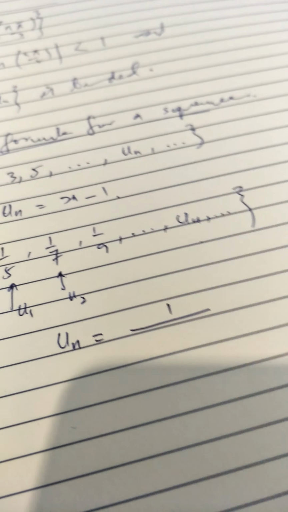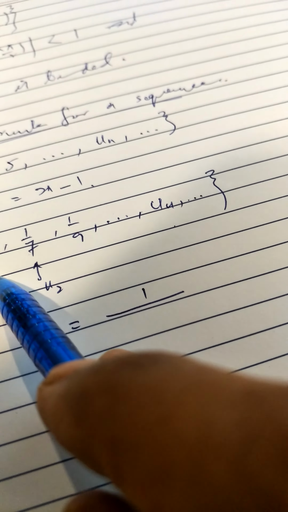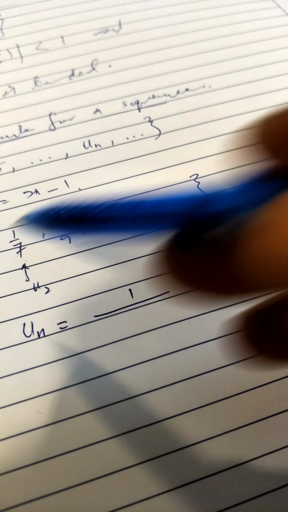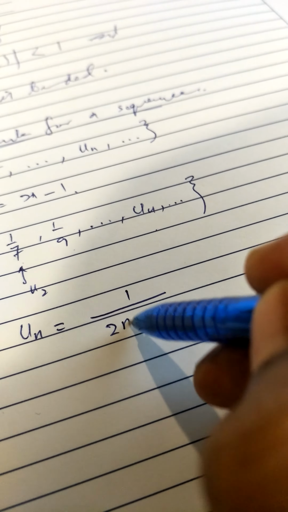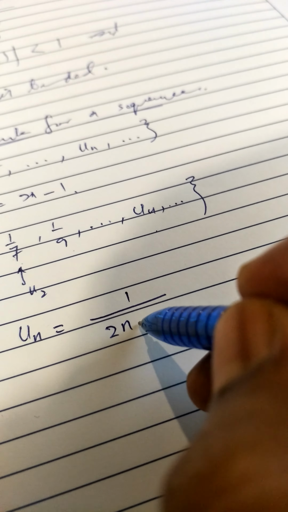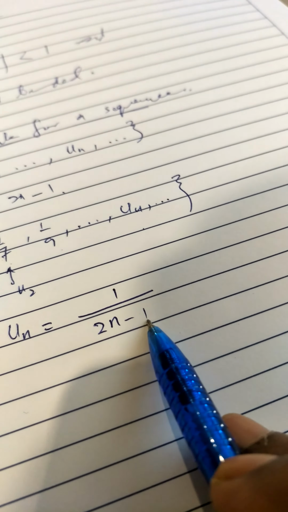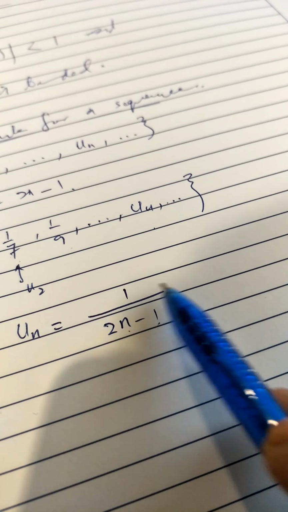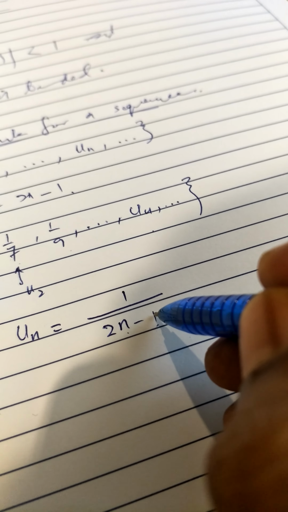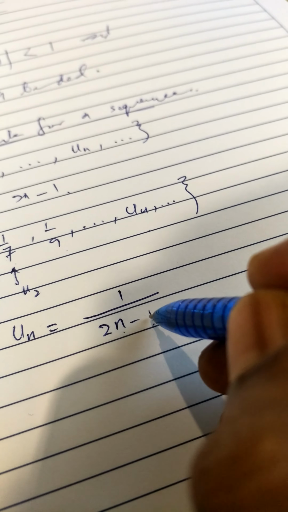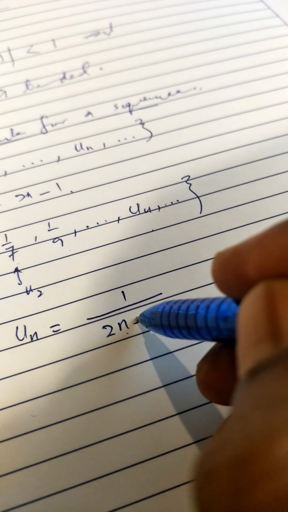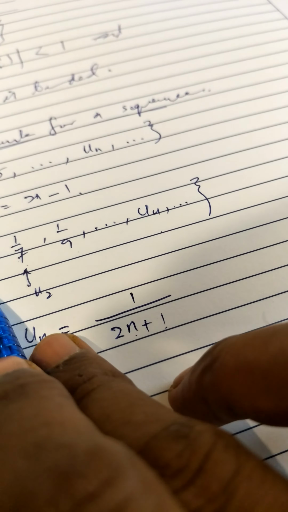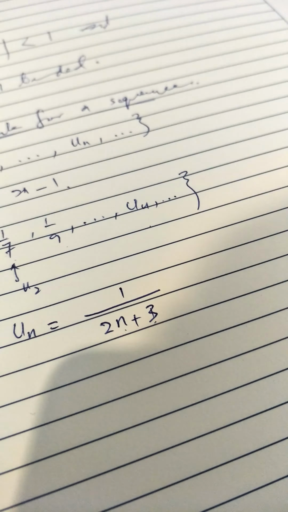Then down there you have 5, 7, 9, and so on. It's an odd number, so with 2n you need either minus or plus. If you put minus 1, when n equals 1, you get 1, so definitely this is wrong. If you put minus 3, it's getting smaller, so it should be plus. If you put plus 1, when n equals 1, you get 3, but here it is 5, still not correct. So I think plus 3 should be correct.